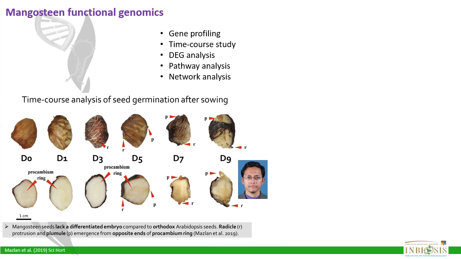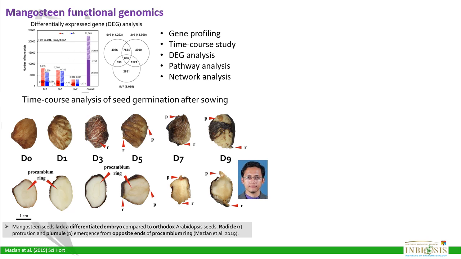For the functional genomic side, we performed gene profiling study on the seed germination. You can see here there is actually no embryo in the mangosteen seed. It's not as recalcitrant because it cannot be stored for long. And Garcinia is very special in that there is no embryo inside the seed. The plumule and the radicle are formed de novo during the seed germination step. So it looks like tissue culture with organogenesis happening during the seed germination.